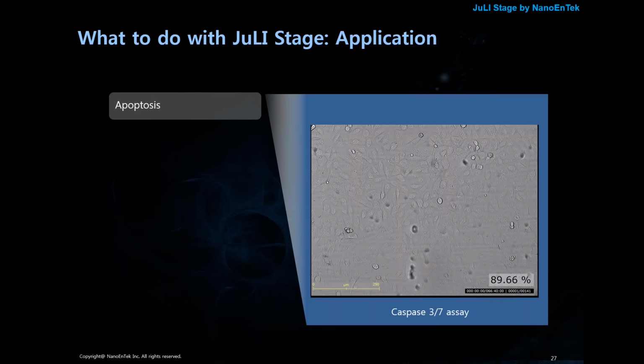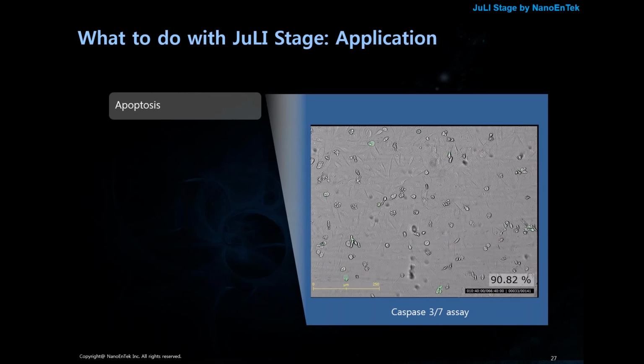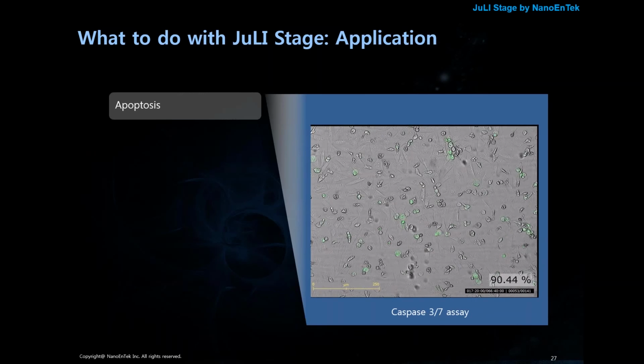Okay, this slide also shows one of the very prominent experiments called apoptosis, where we saw the effect of camptothecin on U2OS red fluorescence stable cell line. We recorded for 47 hours with 20-minute intervals.